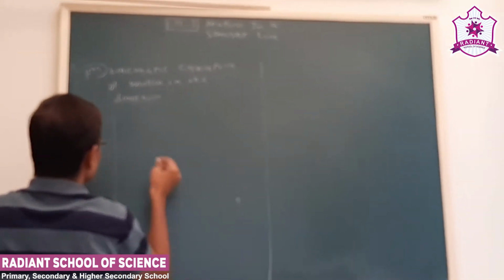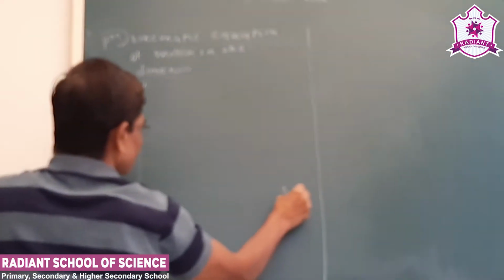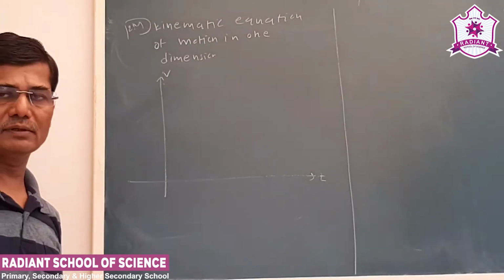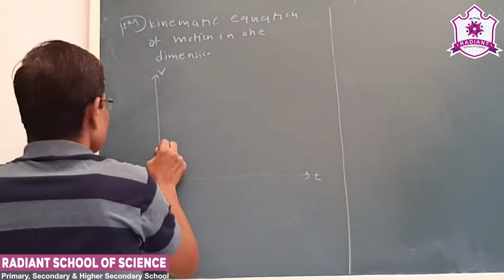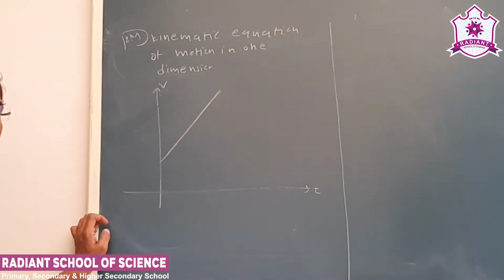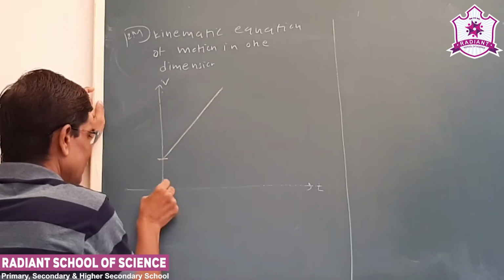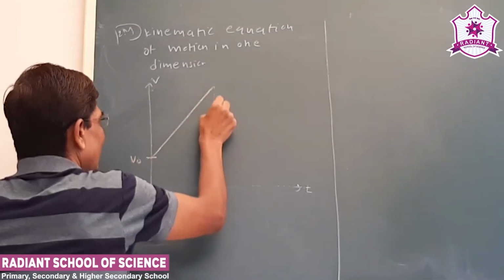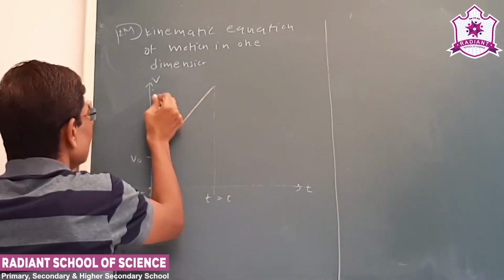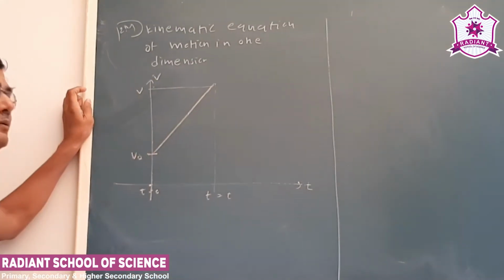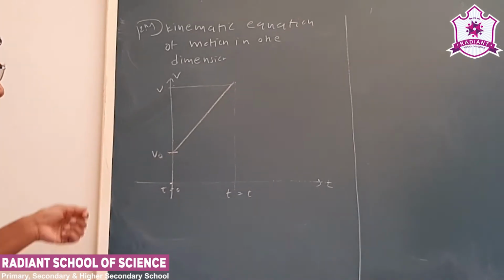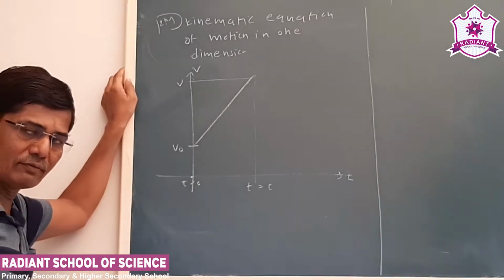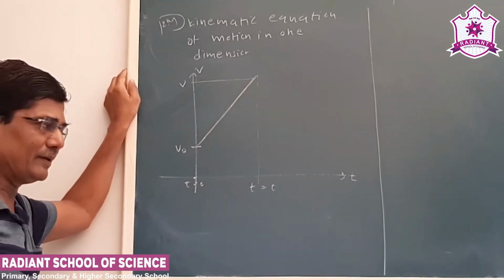Now let us say this is our velocity versus time graph. The moment we start observing the motion is time 0. Let us say the graph is like this. At t is equal to 0, the velocity will be v0. Later, at time t, the velocity is v. Now we have seen earlier that the slope of the velocity-time graph is the value of acceleration.